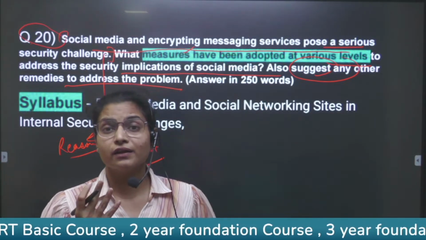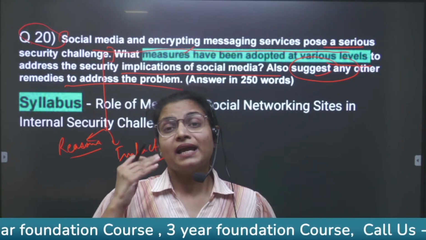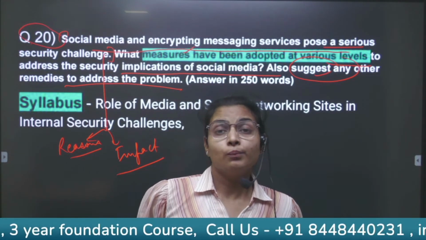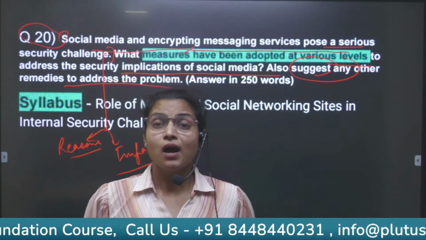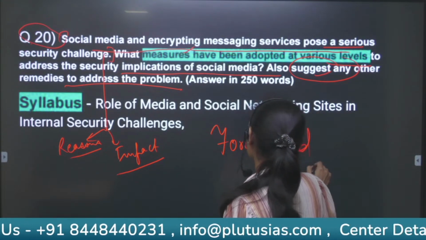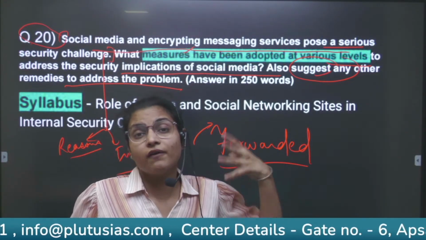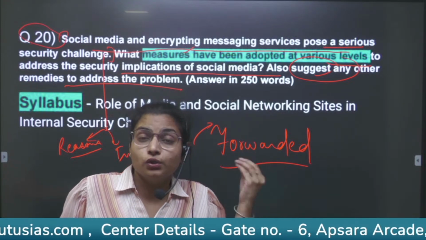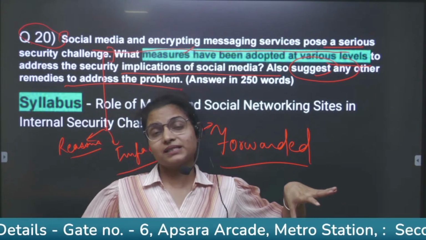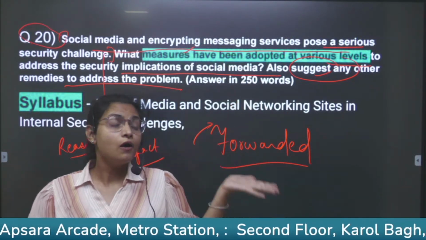In fact, in the past we have seen how forwarded messages on social media can result in mob violence and even mob lynching. In the previous year questions, they have asked about mob lynching and mob violence. WhatsApp has also brought in a feature so that whenever a message is forwarded, it shows that it is a forwarded message. Why has WhatsApp done so? Because after the government's regulations, showing that it is a forwarded message reduces the authenticity of that message. It is not the actual message given by the sender, but rather a forwarded one.